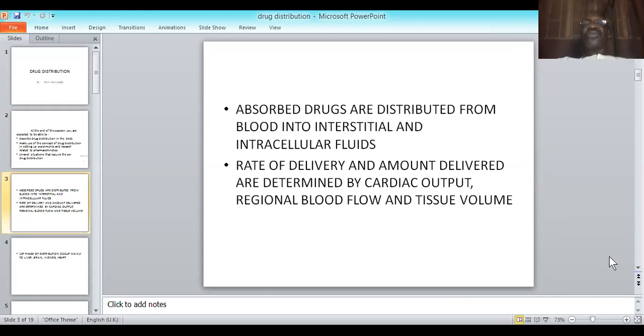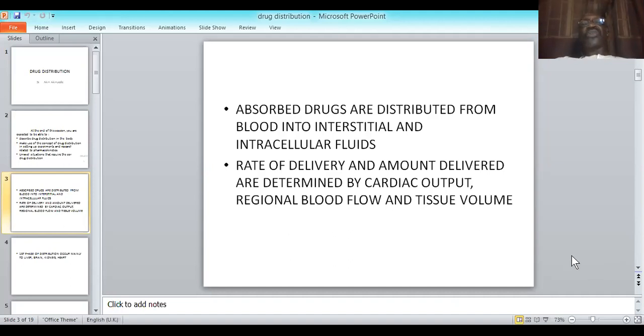Earlier on, we took an introduction to pharmacokinetics and drug absorption, alongside routes of drug absorption and different routes of drug administration.